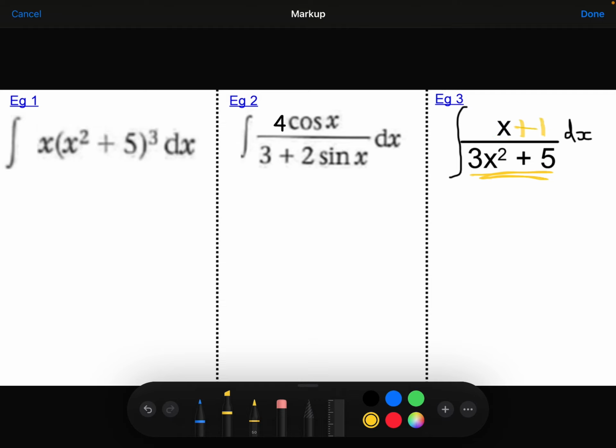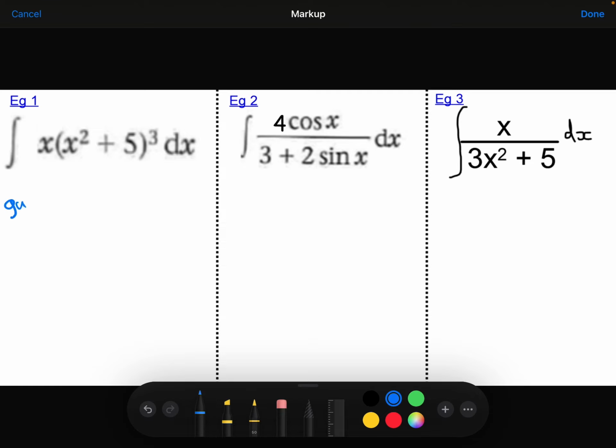If I had a plus 1 on the top, my guess-check method would not work because the 3x squared would differentiate to be 6x, which is very different to the x plus 1. That plus 1 changes everything. So, the guess-check method will work when you can see something that kind of looks like it's got a derivative involved. If you can spot that, the guess-check method looks like this.